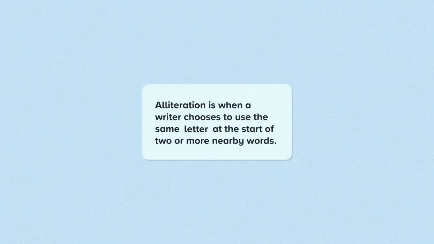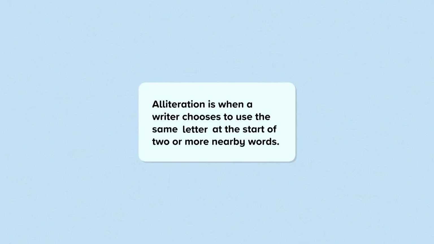Now we're going to explore a common misconception. Sometimes we learn alliteration as the repetition of the same letter at the start of two words. However, this is not quite right. Alliteration is actually when a writer chooses to use the same sound at the start of two or more nearby words. We're going to look at some examples to explain this in more detail.